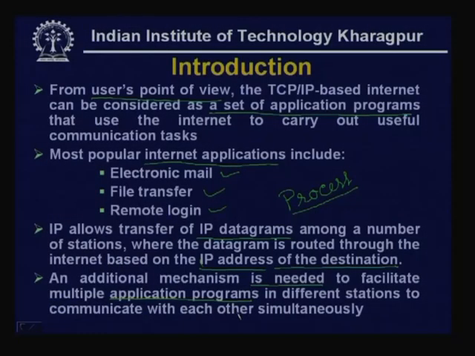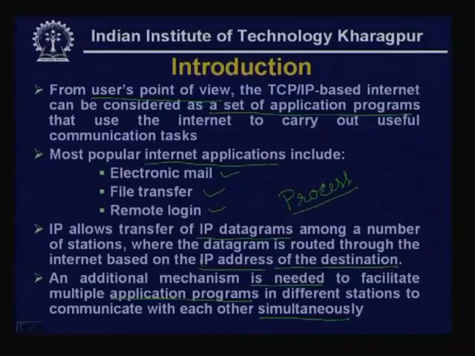So, an application program in execution is called a process, and how two processes in different stations can communicate with each other simultaneously, that is the need for this TCP. That means a particular host may be running a number of processes. As we know, in a multi user environment, multiple processes will be running simultaneously, and how multiple processes can communicate simultaneously through the internet, that will be discussed, and how it is done using the transport layer protocol.